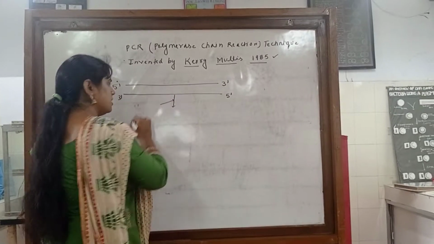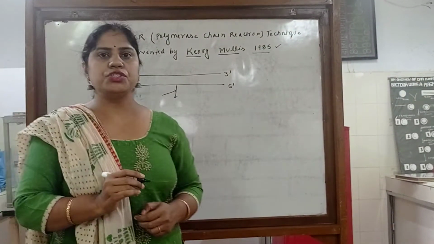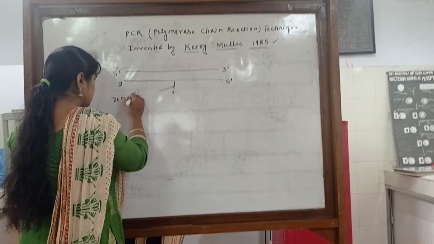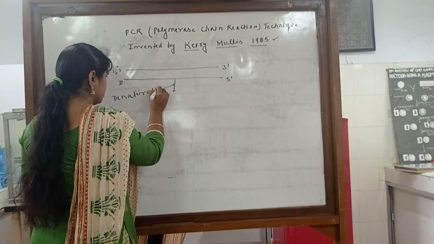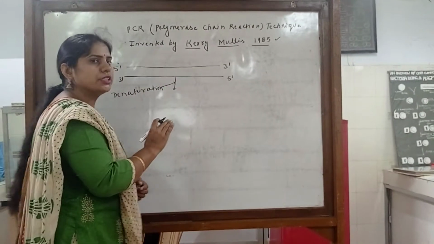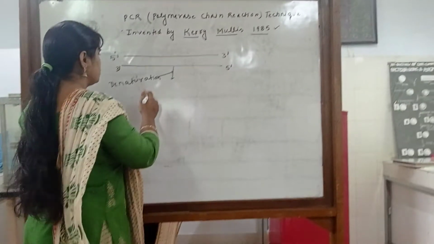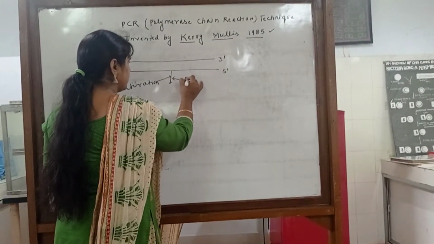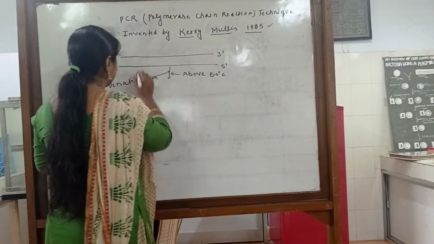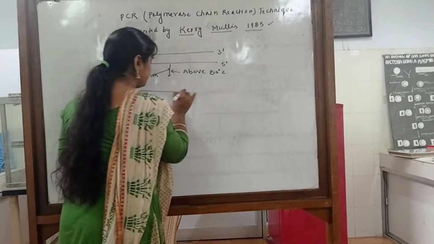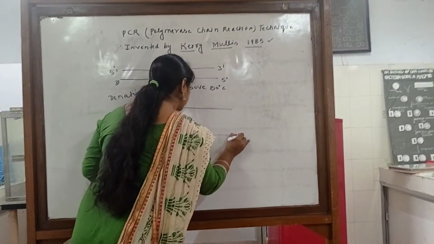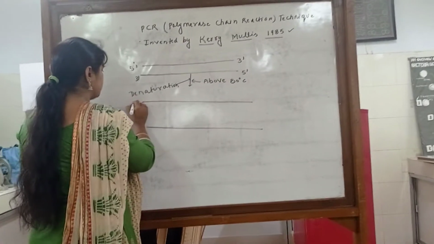So now first step. What is the first step, class? It's the denaturation step. Denaturation means separation of both the strands of DNA. The temperature is above 80 degrees. Now after the treatment of heat, there is a separation of the double strand DNA.